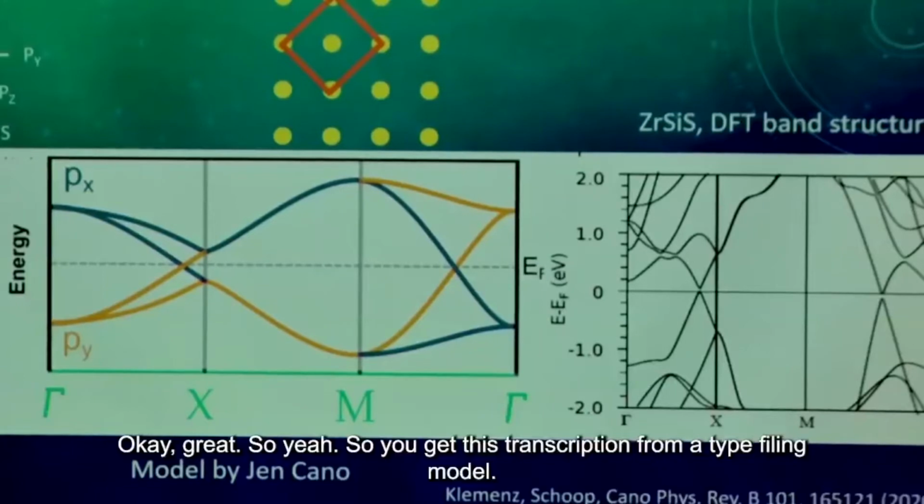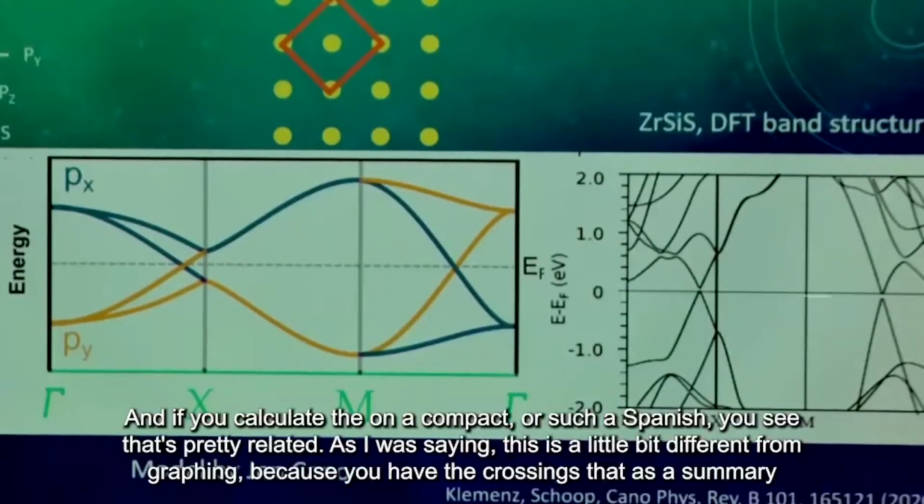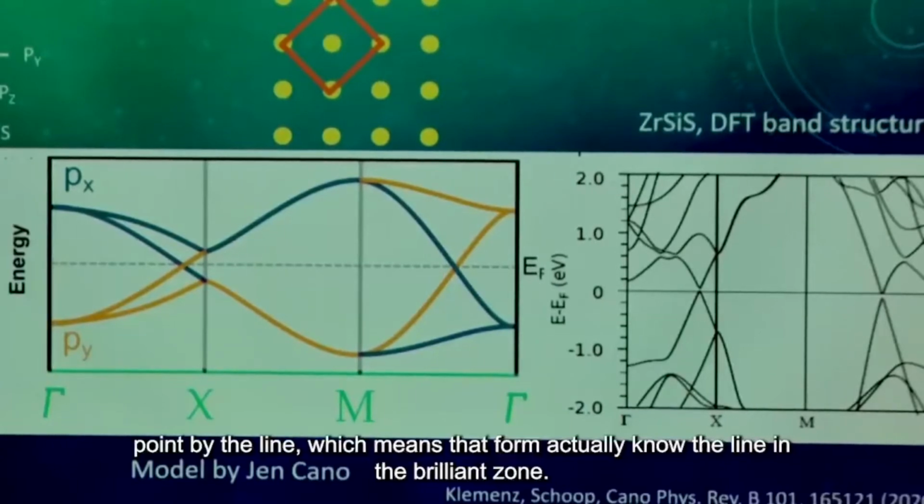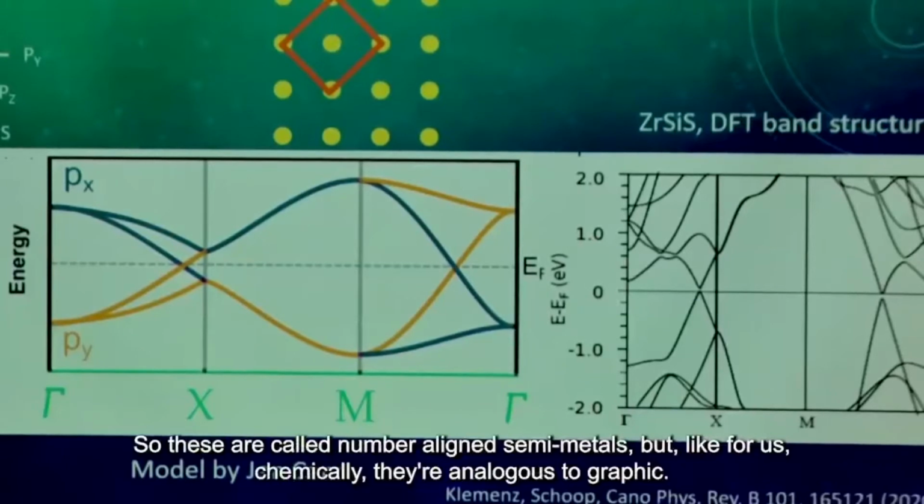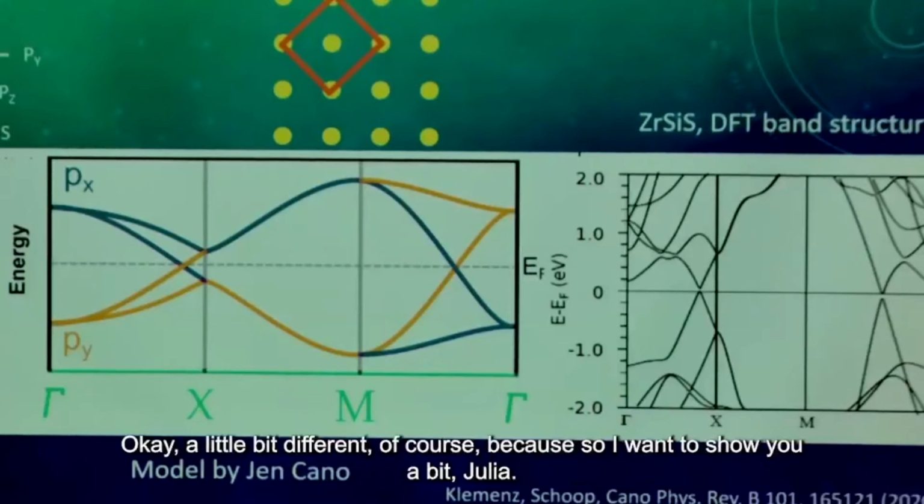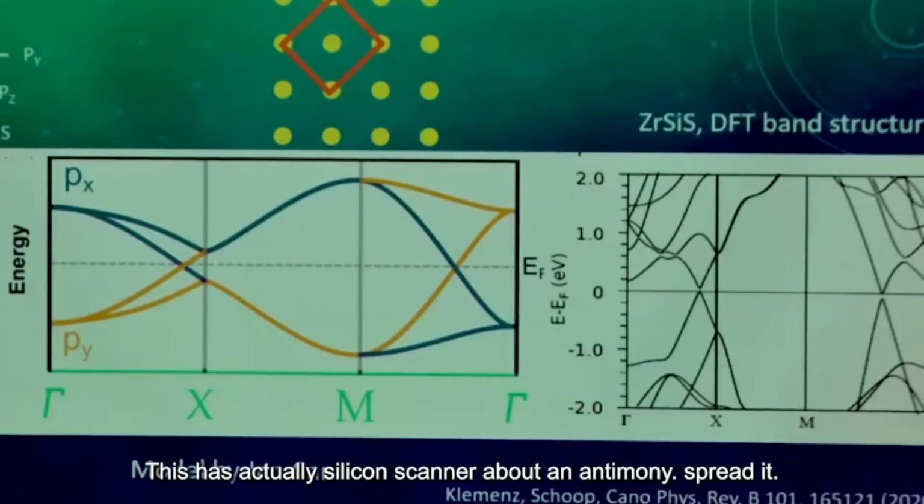Okay, great. So you get this band structure from a tight binding model, and if you run a DFT calculation on a compound with such a square net, you see that it's pretty related. As I was saying, this is a little bit different from graphene because you have the crossings not at a symmetry point, but along a line, which means they actually form a nodal line in the Brillouin zone. So these are called nodal line semimetals. But for us, chemically, they're analogs to graphene.